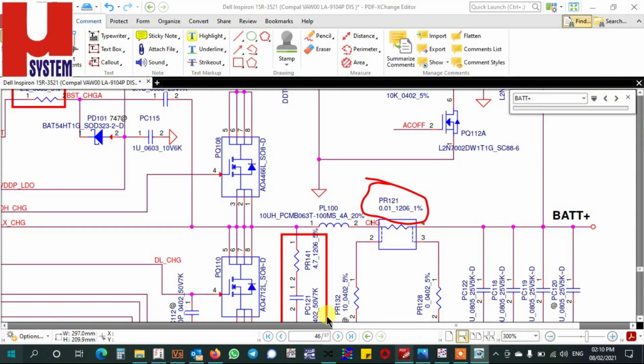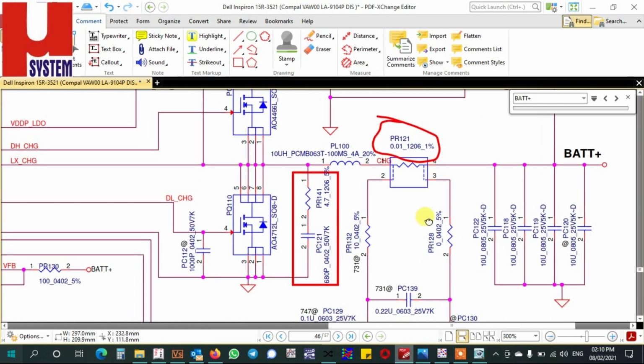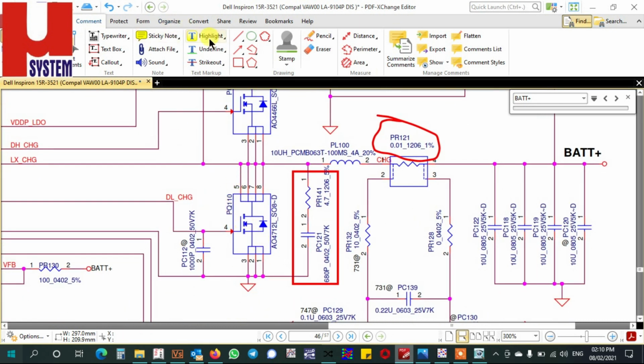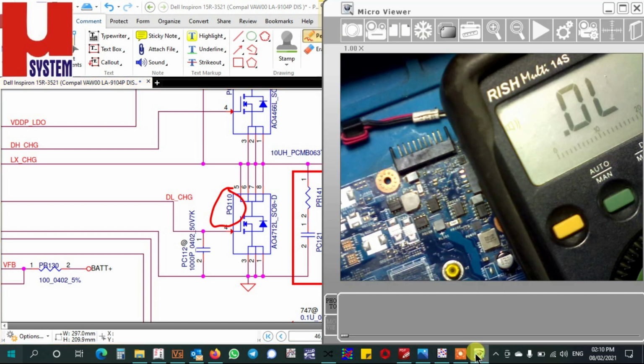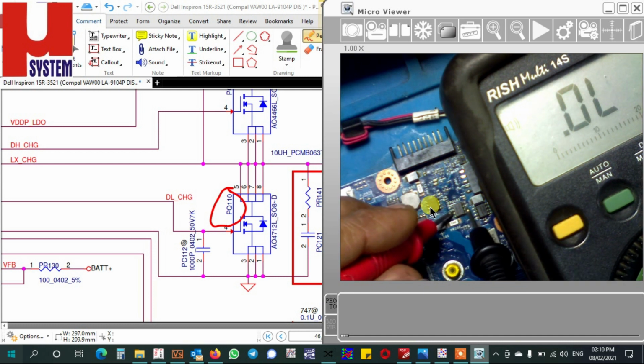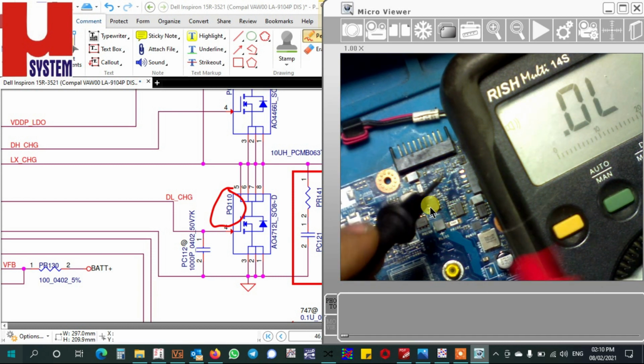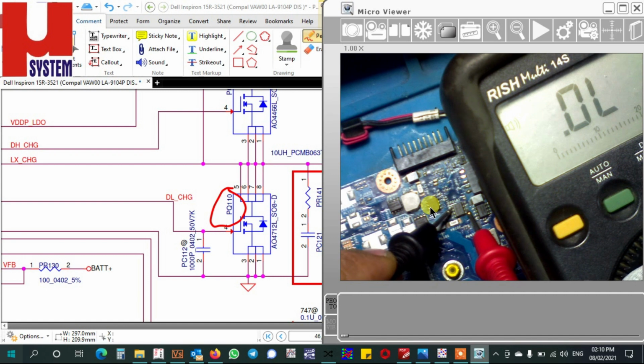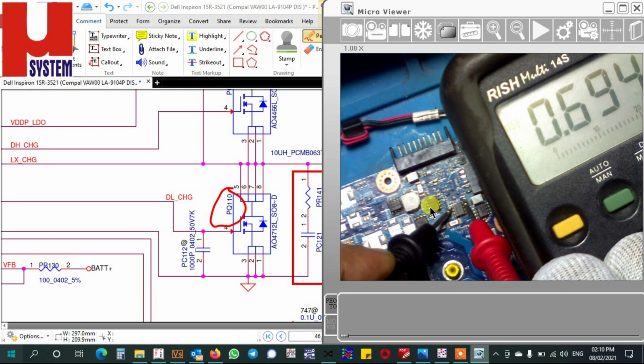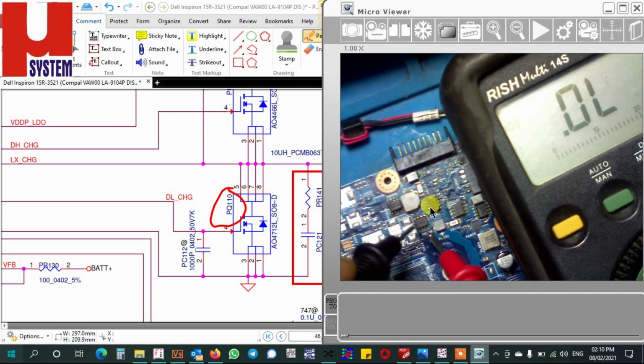On the schematic I will show you. PQ110. This is our MOSFET. This is PQ110. This is the MOSFET we have to check. First we are going to check this MOSFET. The MOSFET is showing me okay. Changing the probe style. It's not showing me any type of shorting. With the gate we have to check it. It's okay. So this MOSFET is okay.